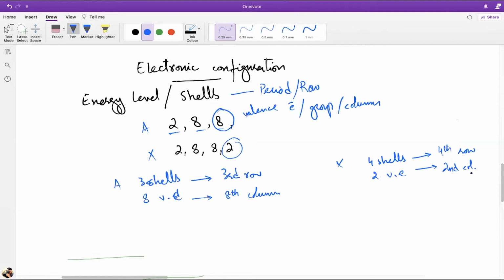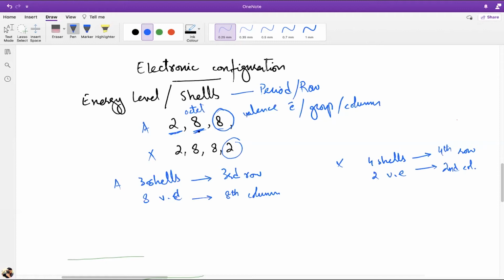Now, what about the inner ones? The inners are actually complete. You will notice that they're always 2 or 8 if they're not the valence one. And why is that? That is because of what we call the octet rule. The octet rule tells us that a shell is stable if it has 0 or 8 electrons in it. So what that means is that every atom aspires to be stable.